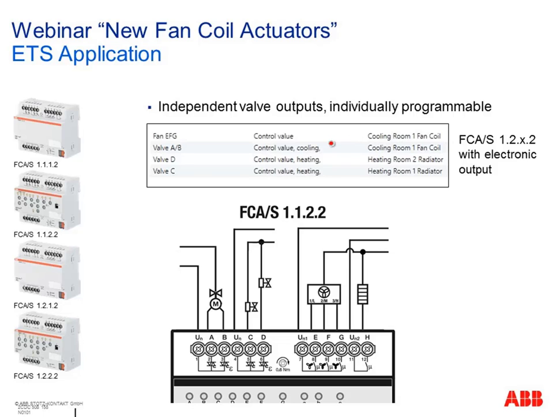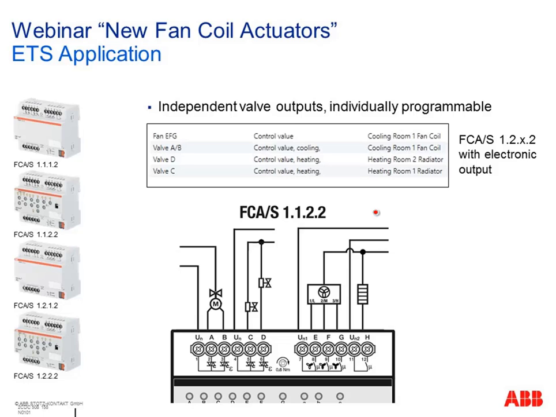So here a group address will be assigned from the control value of the room thermostat. We have to control also the fan. Independent communication object, control value for fan, outputs EFG, gets the same group address. It's for cooling room 1 fan coil, means this belongs together. It's one fan coil unit.